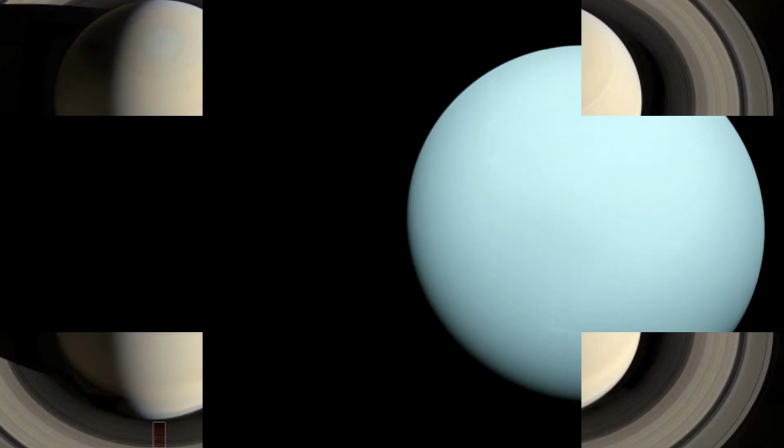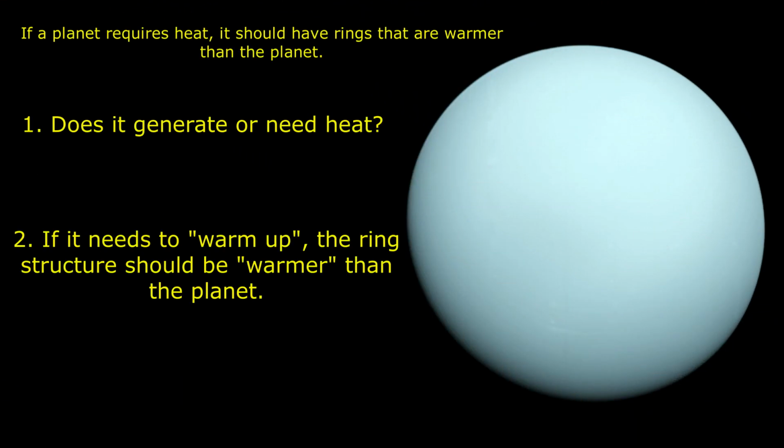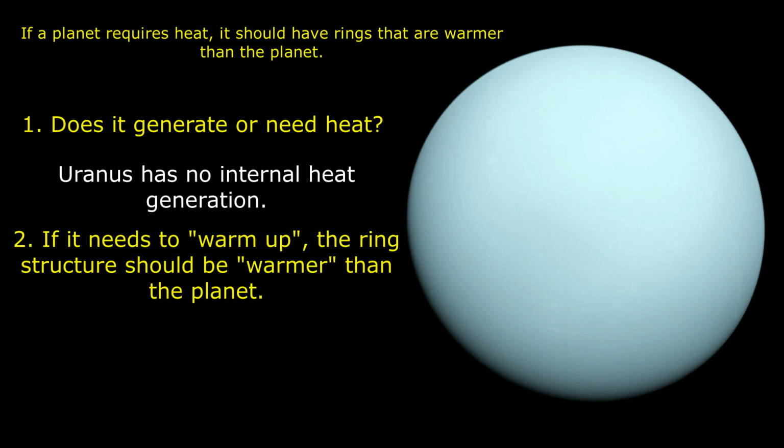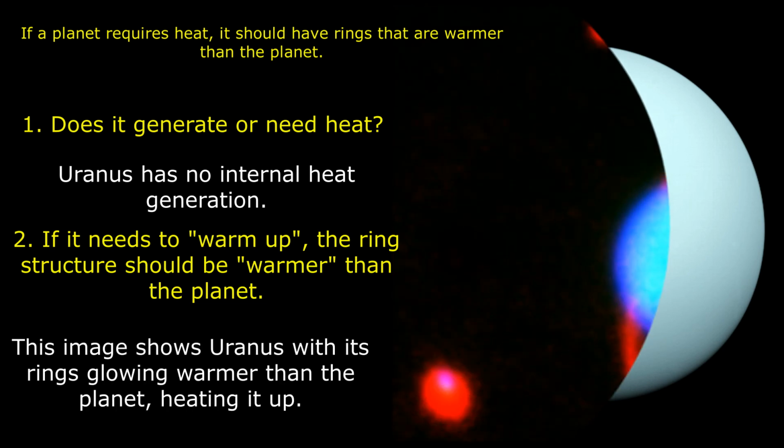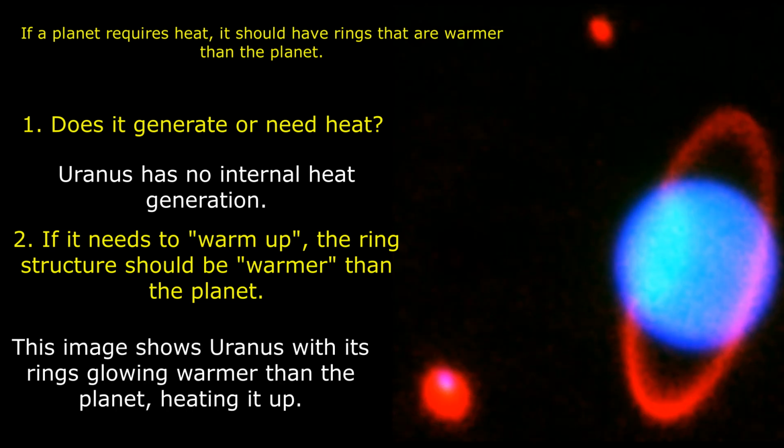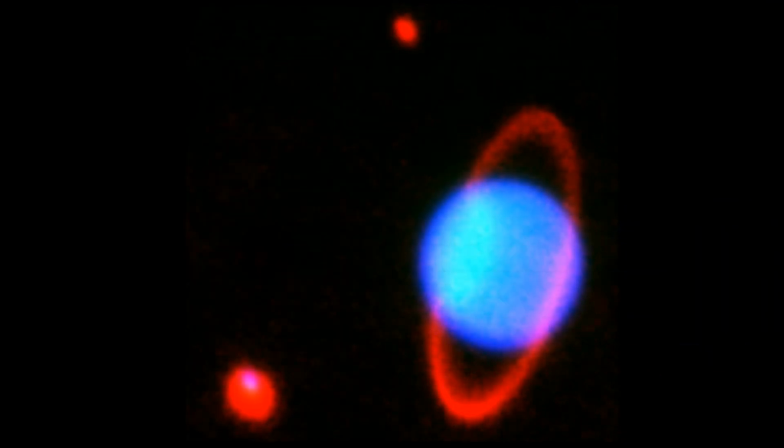Next planet is our ice giant, Uranus. Now, Uranus is different. It has no internal heat generation, so that would mean it would probably need heat from outside. If it needs heat from outside, the ring structure should be warmer than the planet itself because it's heating up the planet. If we take a look at an infrared image of Uranus, we can see that the ring structure is quite a bit warmer than the planet itself. And so again, it's acting as a heat exchanger.